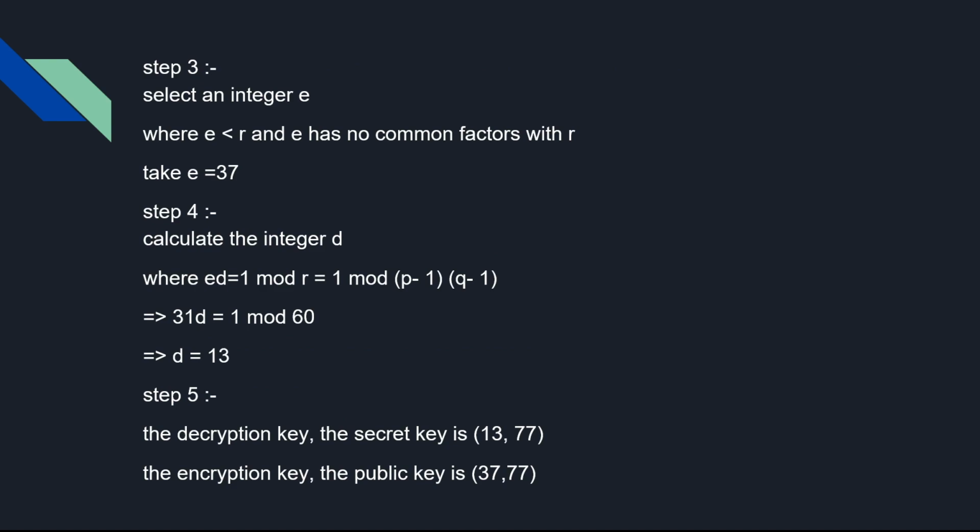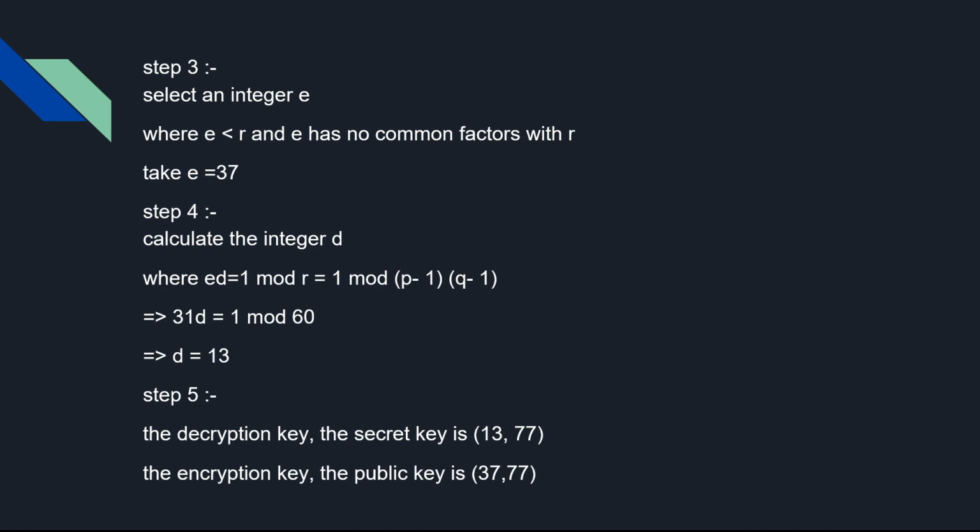Step 3 would be selecting an integer E, where E is less than R and E has no common factors with R. So suppose we are taking E equal to 7. Step 4 is calculating the integer D, where E into D equals 1 mod R, that is equal to 1 mod (P minus 1) into (Q minus 1). So we solve the next step: 7D is equal to 1 mod 60. So the answer is D equal to 43.